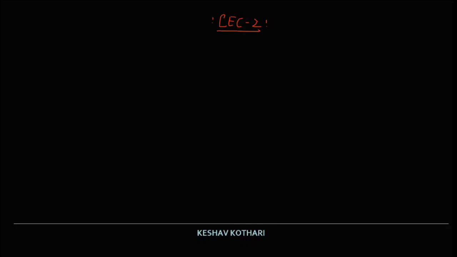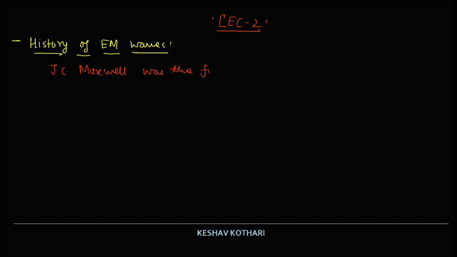So over here we are beginning with a little historical development of electromagnetic waves, that is, the history of electromagnetic waves. It all started with Maxwell. It was James Clerk Maxwell who was the first to predict electromagnetic waves.